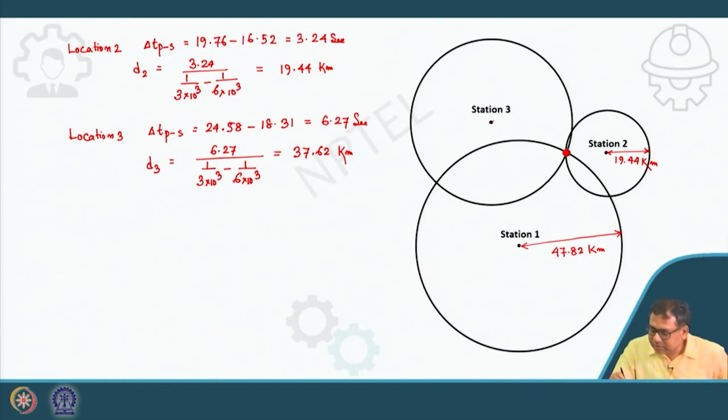So, now this distance is equal to 37.62 kilometer. Okay. So, now I know D1, D2, D3. Now next step is how to locate this station. I know the diameter, I know their distance, but how to locate this station?